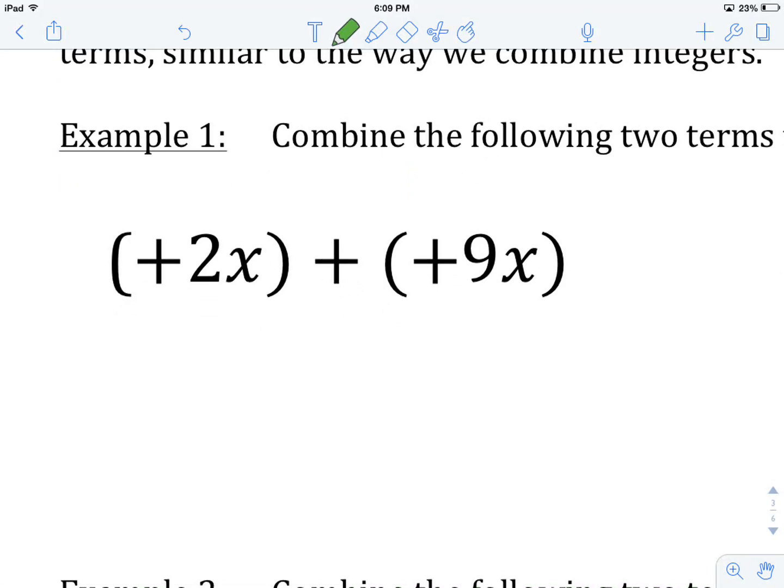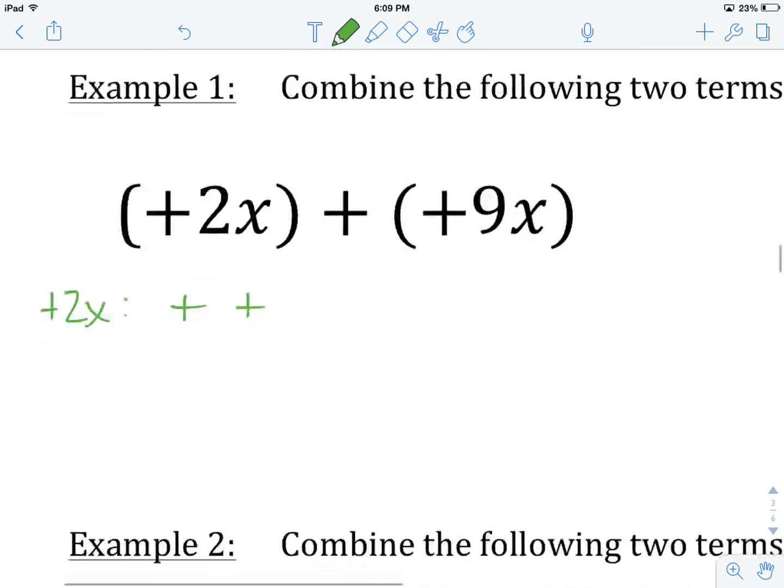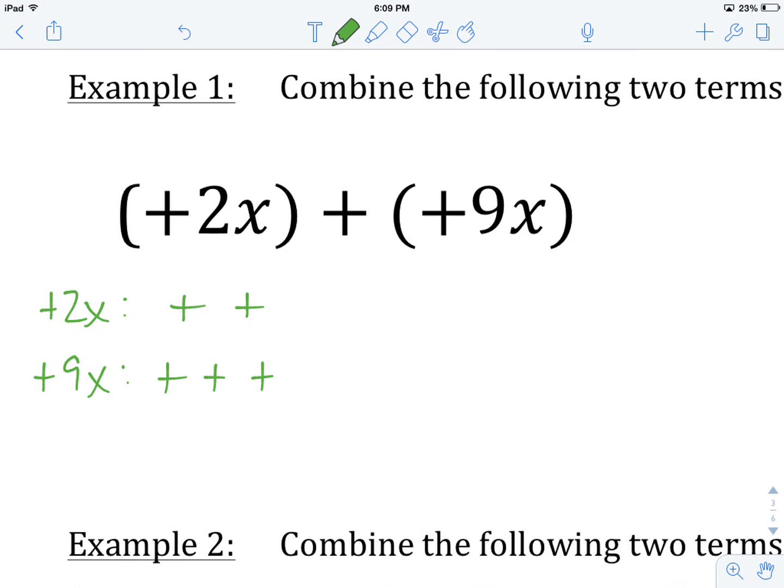So we have 2 of them, whatever they are, and we have 9 of them, whatever they are. If we were to write out the first one, plus 2x's, it would look like this: we have 1 of them, and we have 2 of them. The second one, plus 9x, would look like 1, 2, 3, 4, 5, 6, 7, 8, 9 of them. So there are our x's.